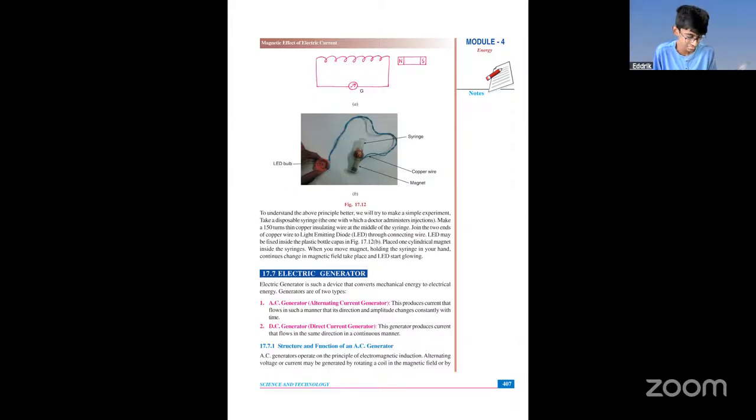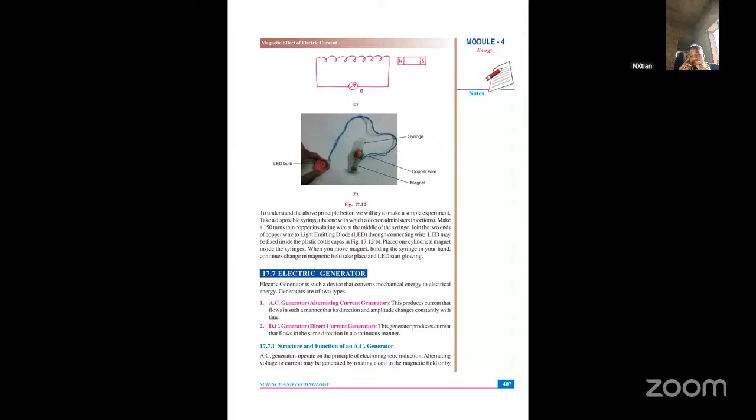Now we will learn about the AC generator and its function. I'll first show you the video, then we will understand it very deeply. I told you that when the coil moves in the magnetic field, it generates electricity. Yes or no? Yes, sir. When a coil moves in the magnetic field, it generates electricity.